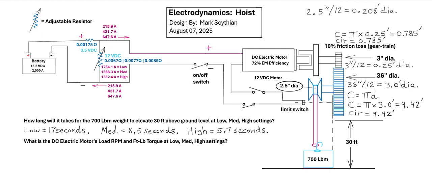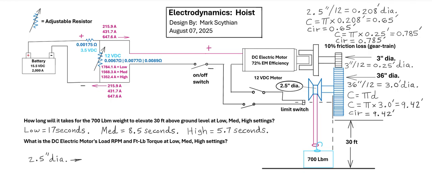So we convert that value into the feet diameter, 0.208 feet times pi, so we get an approximate circumference of the pulley drive circumference as 0.65 feet per every revolution.